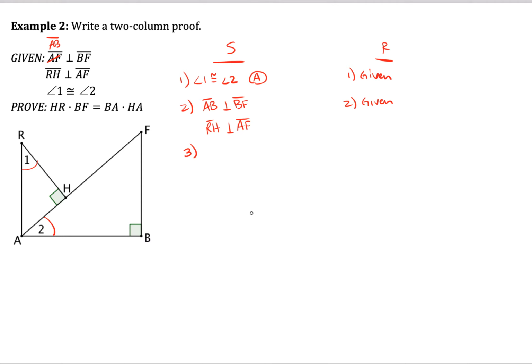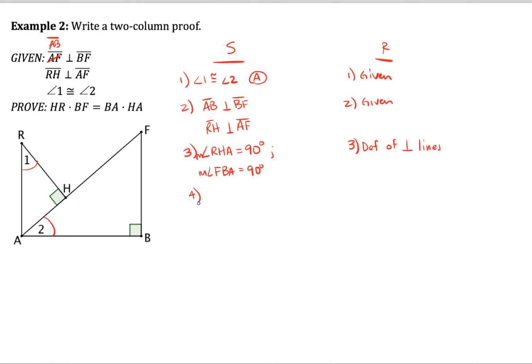Now, I have to spell that out in my proof a little bit, but what I can say is that we'll say the measure of angle RHA is 90 degrees. And we'll also say that the measure of angle FBA is 90 degrees. And my reason over here can be definition of perpendicular lines. They're going to meet to form those right angles. So we can say that those two angles are going to be 90 degrees for that reason.